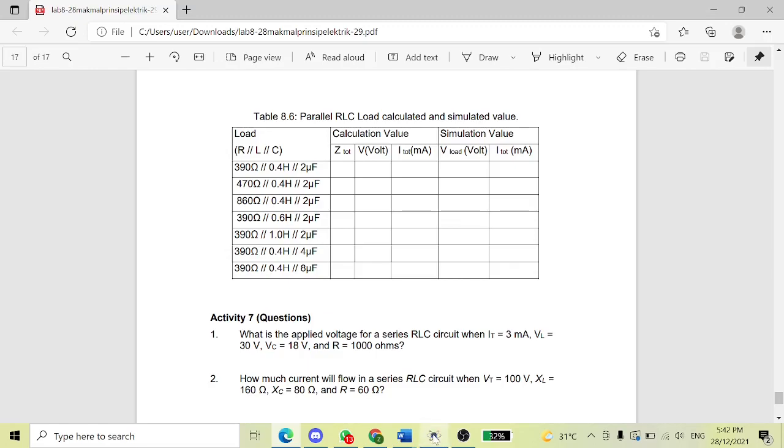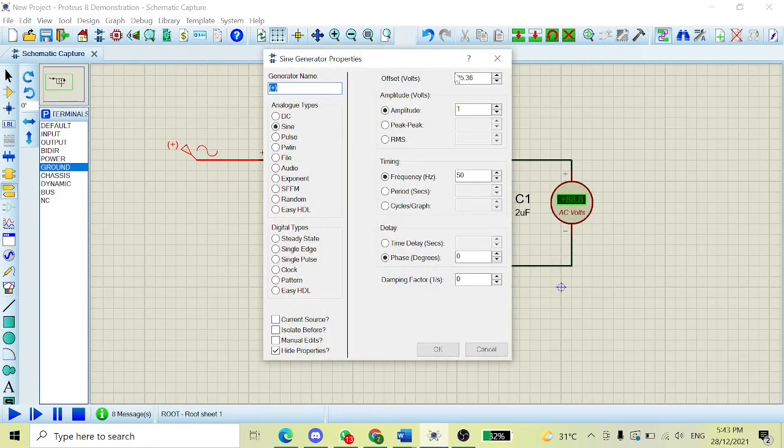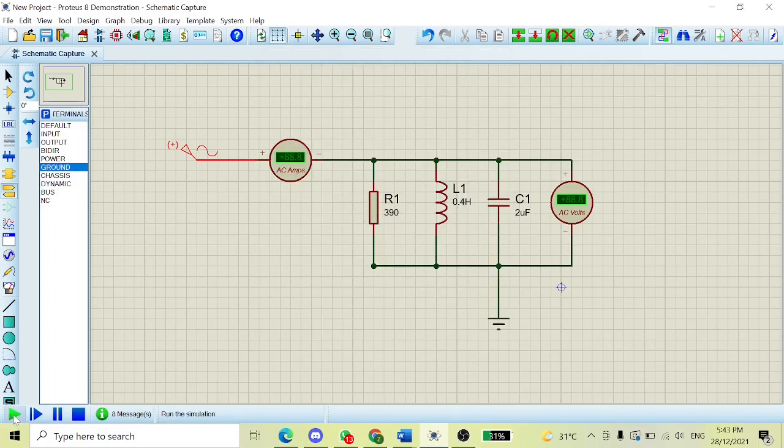So we open our simulation. Okay, I already keyed in the values here, and the value here is 50, and we run the circuit. This is what we get for the ammeter and for the voltmeter.